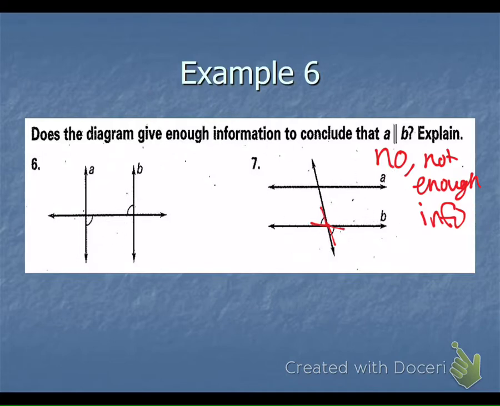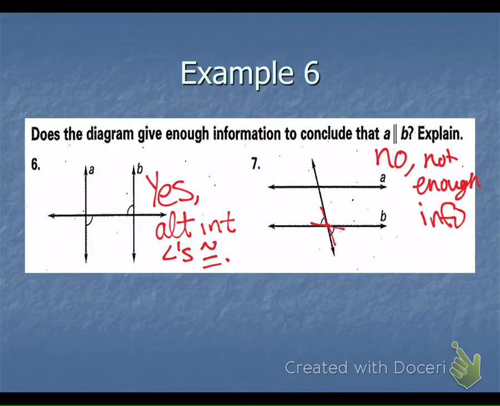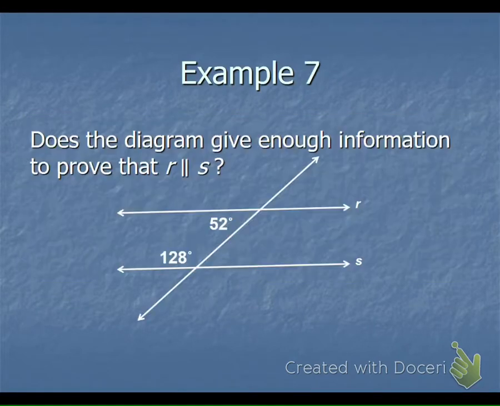This one is a yes. Why? What's the relationship here? They're on opposite sides, so it's one of the alternates. Alternate interior, and they're congruent. Got it. Very good. All right, questions? No, let's move on. Okay, so again, decide if there's enough information to prove that the lines are parallel.